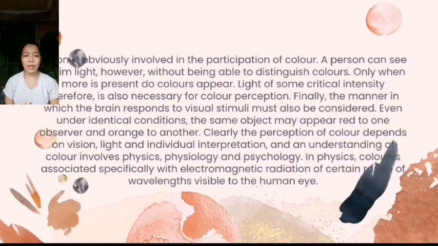Finally, the manner in which the brain responds to visual stimuli must also be considered. Even under identical conditions, the same object may appear red to one observer and orange to another. Clearly, the perception of color depends on vision, light, and individual interpretation, and understanding of color involves basic psychology and physics. Basically, color is associated specifically with electromagnetic radiation of a certain range of wavelengths visible to the human eye. And that's all. Thank you.